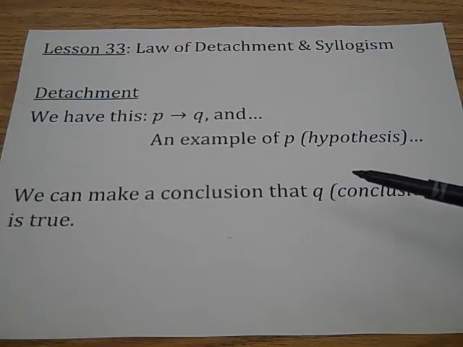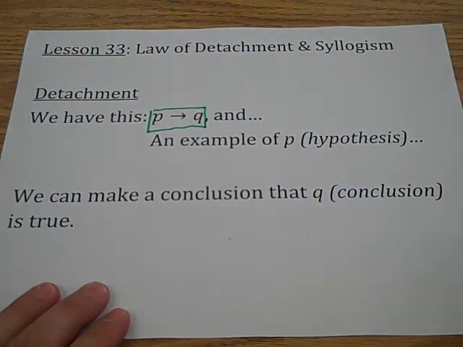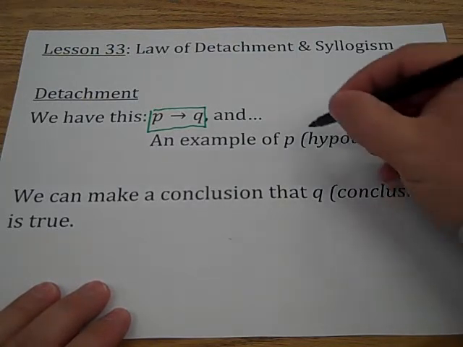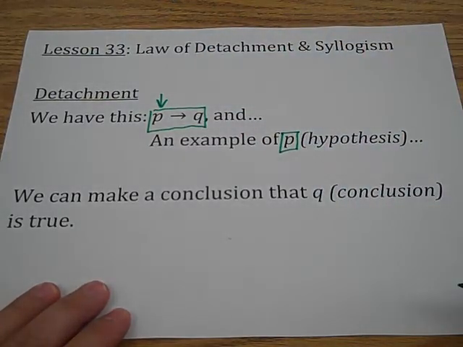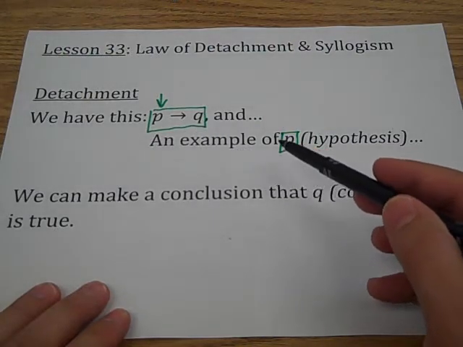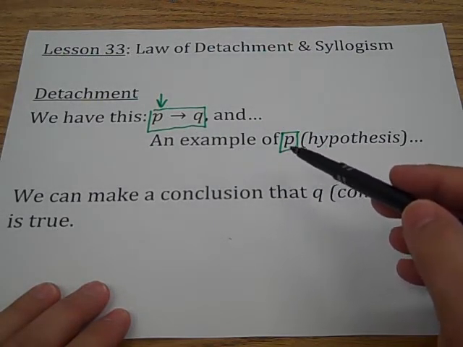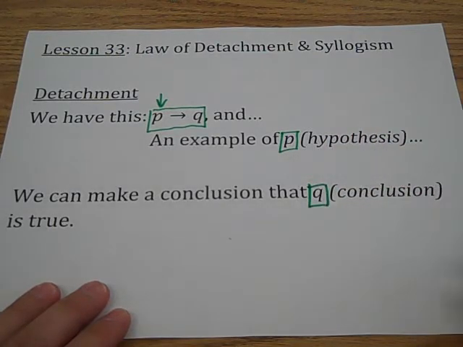In the law of detachment, we're going to have one conditional statement right here, if P then Q. So if we have a conditional statement, if P then Q, and we also have an example of the hypothesis, or an example of P, the thing at the beginning in between if and then, we're able to make a conclusion in context about that conditional statement, based off of the example of P. And the conclusion we can draw is about Q in the conditional statement.